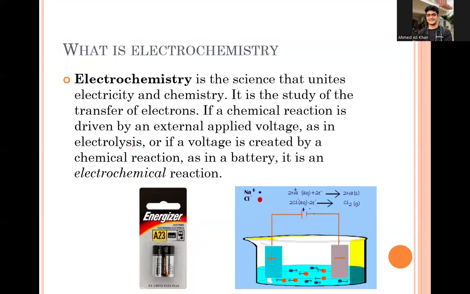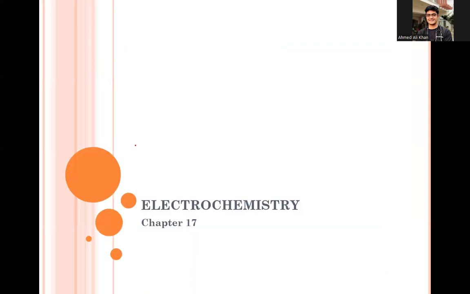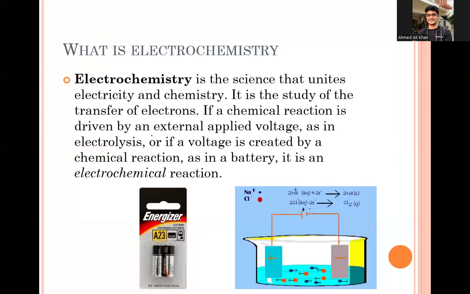Okay, so in this particular lecture, we're going to go over electrolysis and talk about how we can use electrical energy to split up a chemical compound. Electrochemistry is the science that unites electricity and chemistry. It is the study of the transfer of electrons.